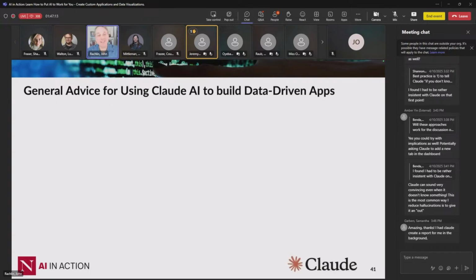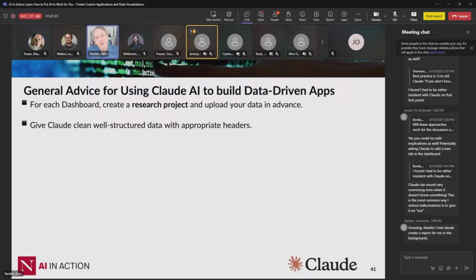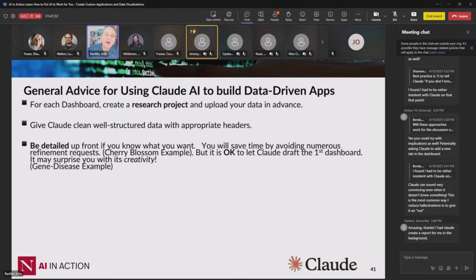So here's some of my final general advice for using Claude AI to build a data-driven app. For each dashboard that you want to build, create a research project and upload your data in advance. Give Claude well-structured data with appropriate headers so that it can interpret your data accurately. Be detailed upfront if you know what you want. That's a good idea because it'll avoid numerous cycles of refinement, but it is okay to let Claude draft the first dashboard and let it be creative.